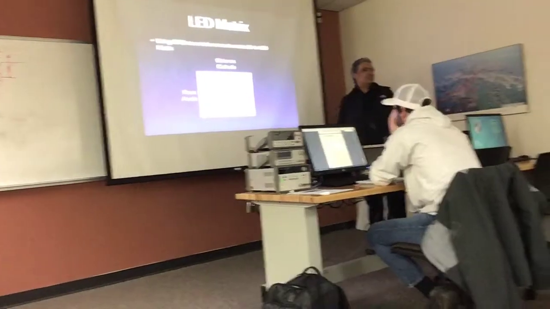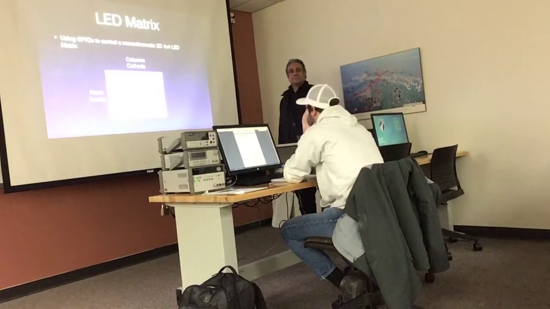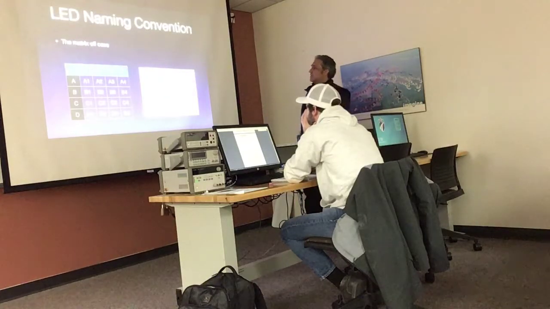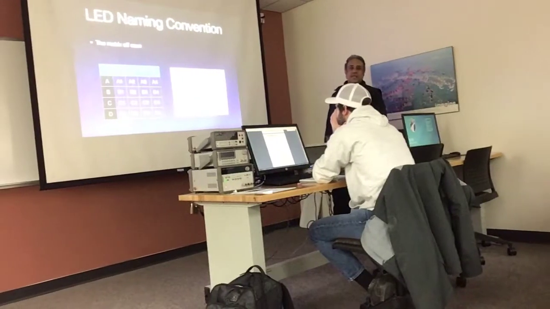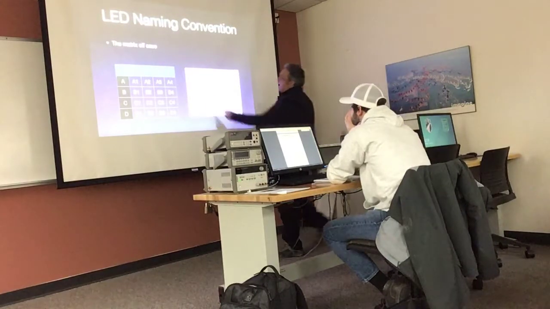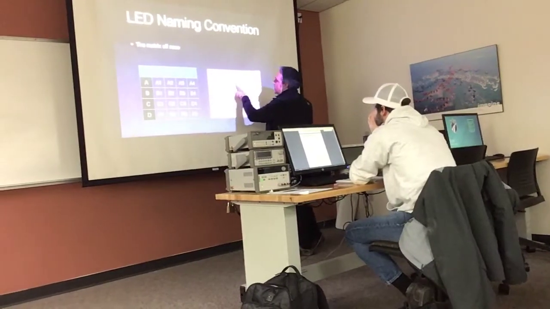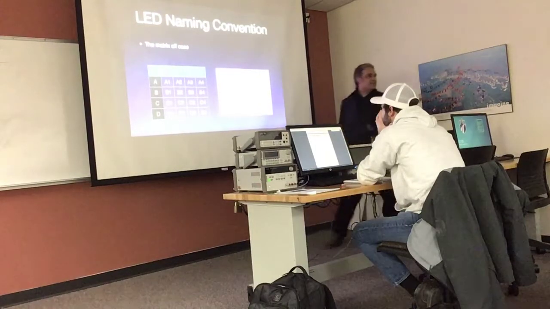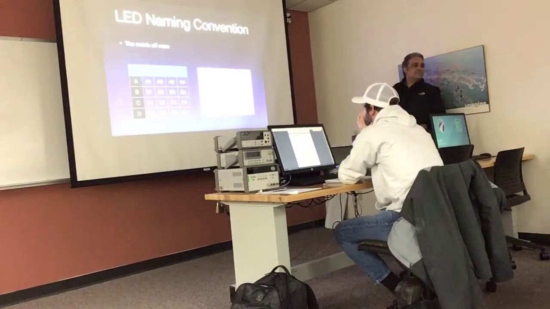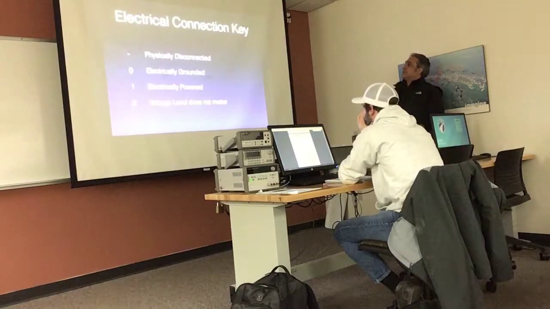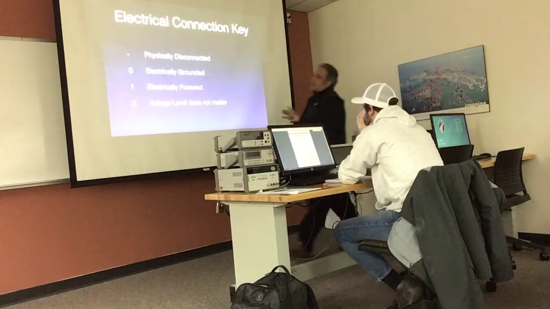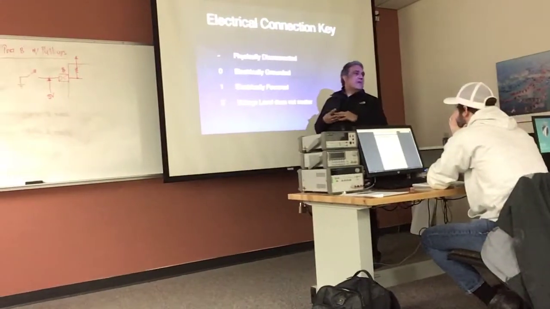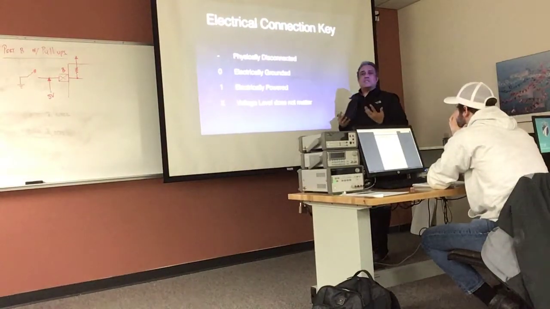Let's just name them. I'm going to call this one A1, and then A2, A3, A4, B1, B2, B3, B4, and so forth. Makes sense. All right, here's the deal. We're just going to try to figure out how to make some basic shapes appear in this matrix.